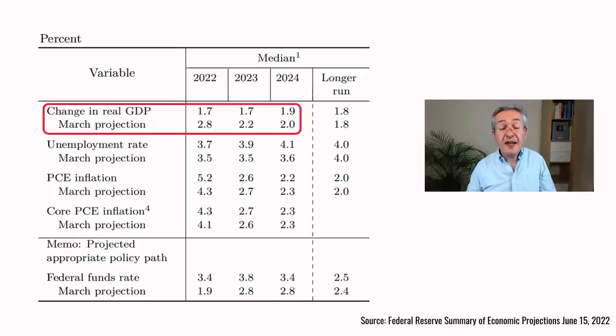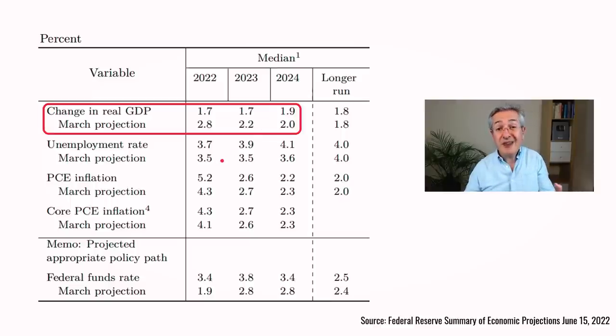What does the Fed think? Well, this is the summary of economic projections as of June 2022, and their GDP expectations have actually been revised downwards. In March, they thought 2022 would have a growth rate of 2.8%, and they've revised that down by over 1%, down to 1.7%. So while that's not a very hard landing, it's certainly not a soft landing. In 2023, they're not really expecting much of a pickup at all. Only when we get to 2024 do we start to see growth slowly picking up.